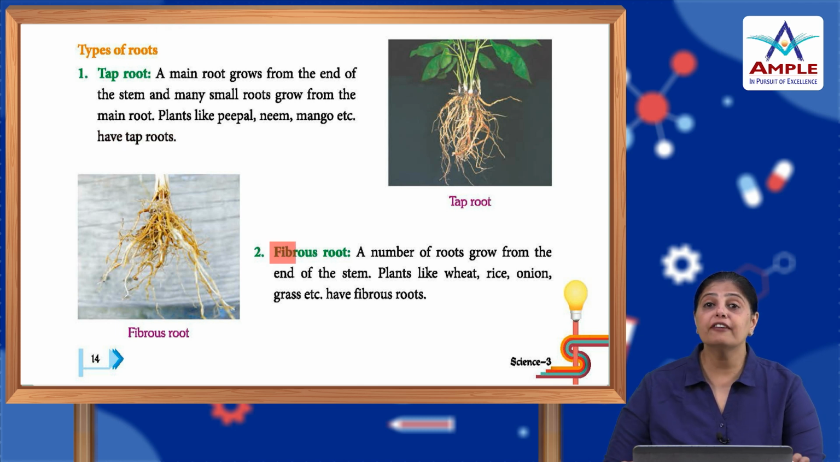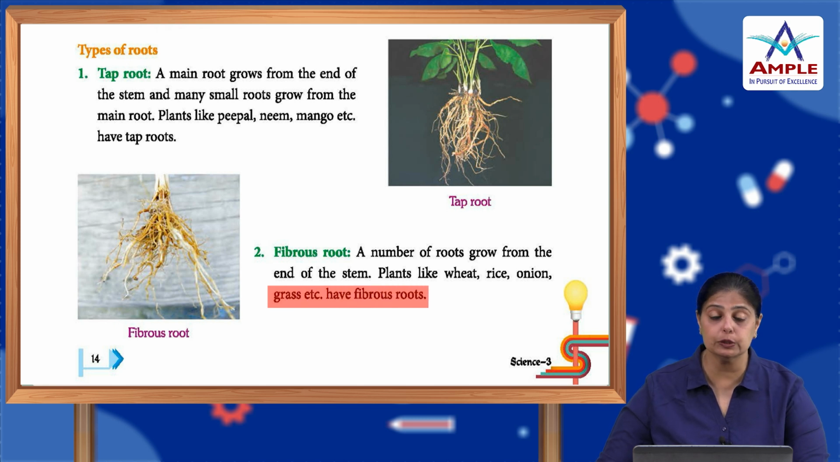Now, what are fibrous roots? A number of roots grow from the end of the stem. So, in taproot, we must have seen that a main root grows from the end of the stem, but in fibrous roots, a number of roots grow from the end of the stem, and then they are split ahead. Plants like wheat, rice, onion, grass, etc., have fibrous roots.